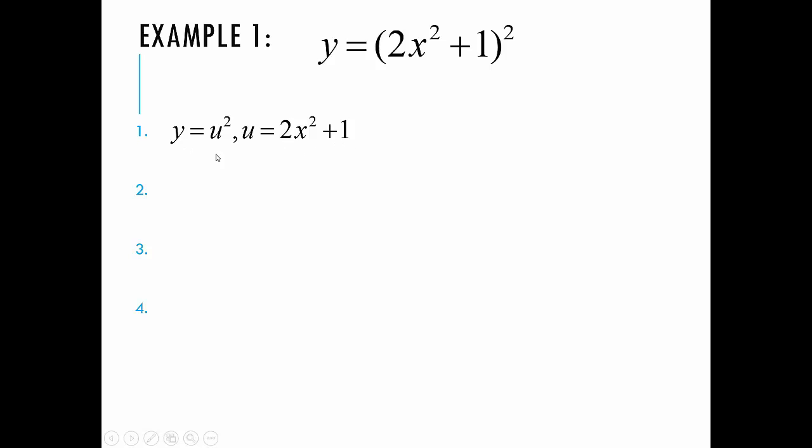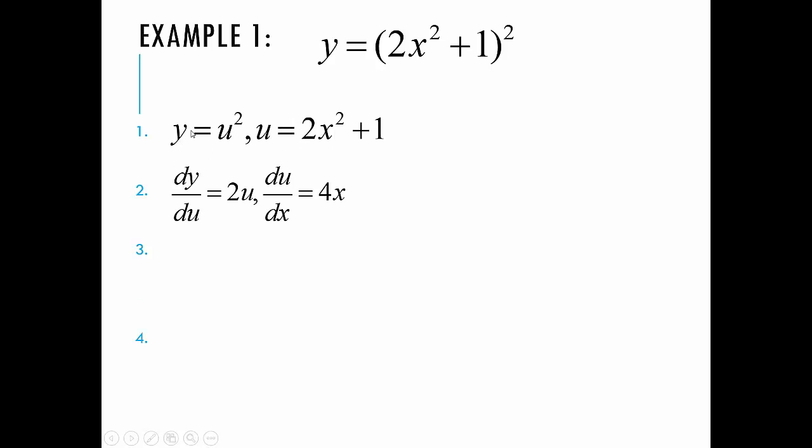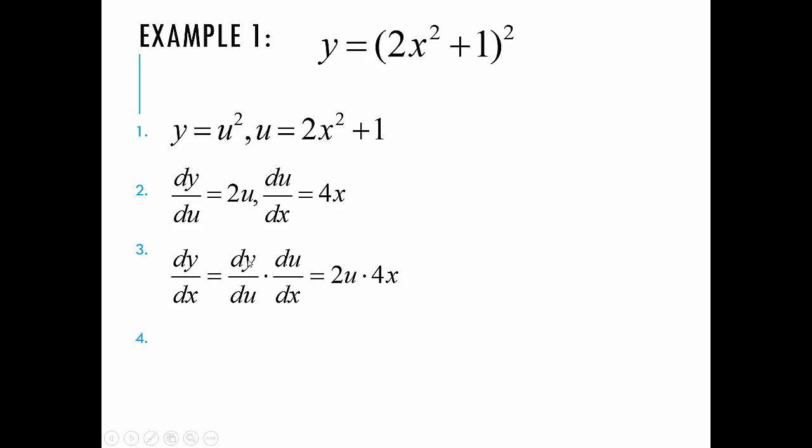Once you figure this out, then you just take the derivatives. Take the derivative of y, so bring the 2 down, 2u. Take the derivative of u: 2 times 2 is 4, and I subtract 1 from the exponent. So this is using my shortcut rule. I found the two pieces here, and I took the derivative of each. I then multiply the two derivatives together, 2u times 4x.